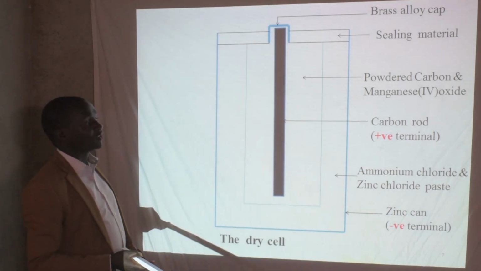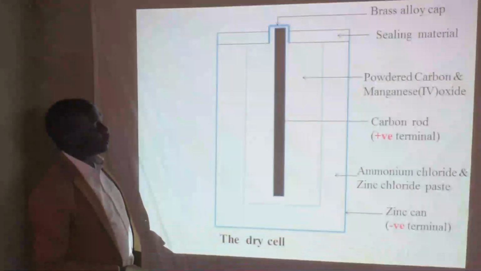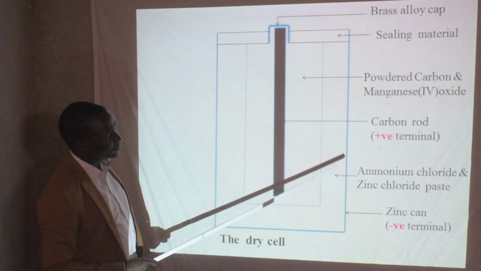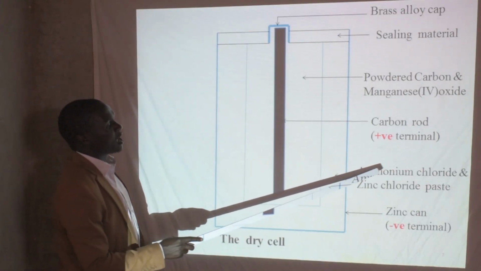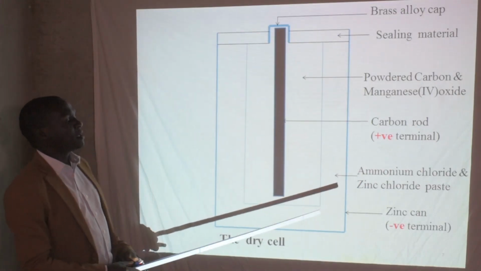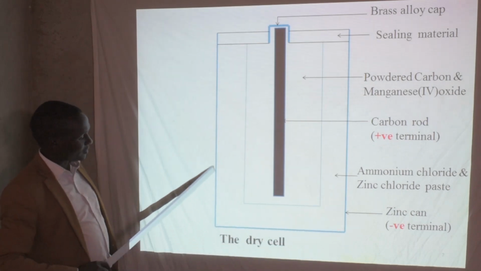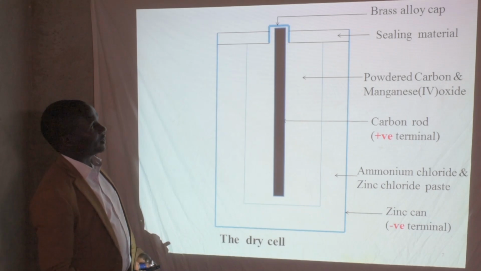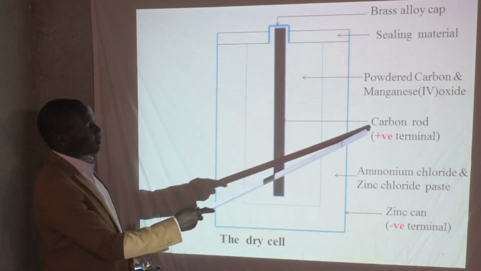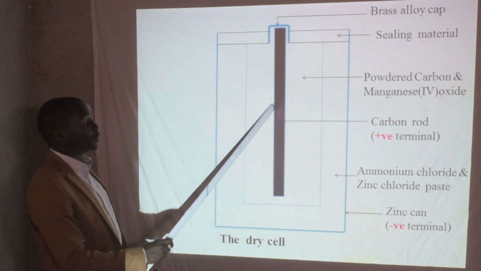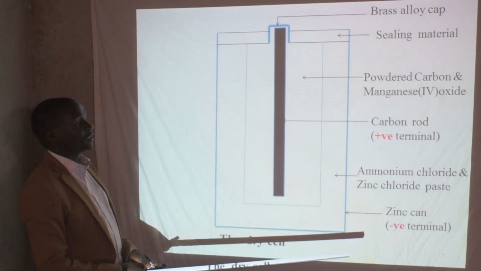If you have a normal jelly, like the common ones we are using, I think it is just like that. It's almost colorless. So we are saying that one is a mixture of ammonium chloride and zinc chloride. Then we have here the zinc can, which is the negative electrode. And the carbon rod is the positive terminal.